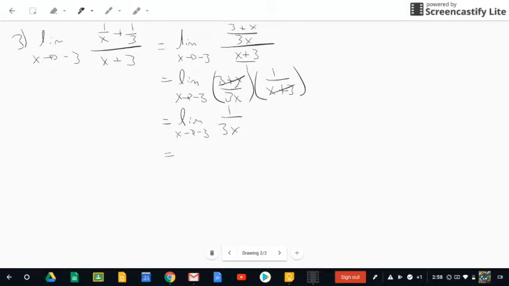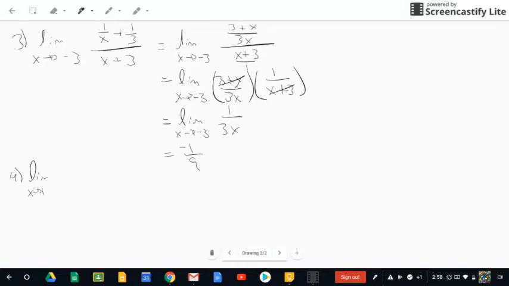And now I can just plug in that negative 3 and I get negative 1 over 9. Okay? And that's my limit. Now, one more. Number 4. This is going to be the limit as x approaches 1.